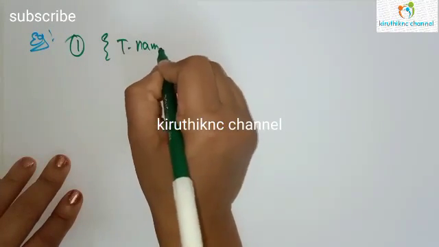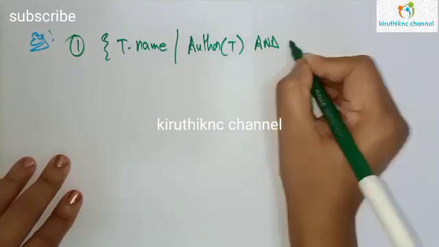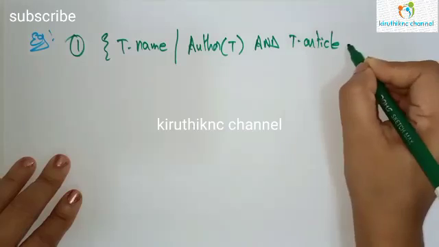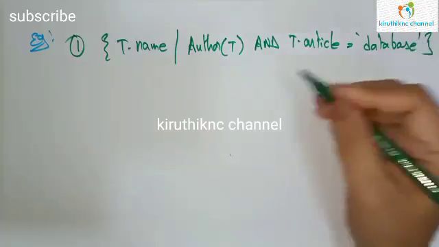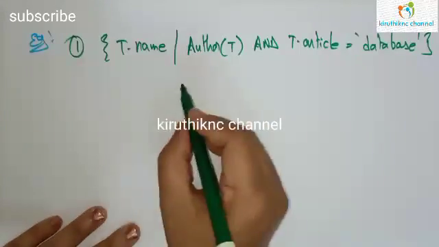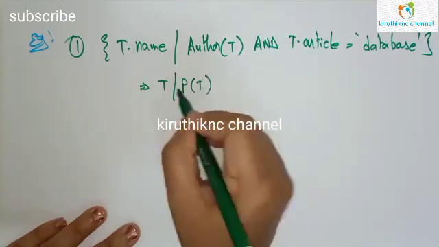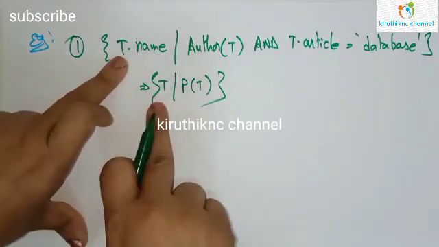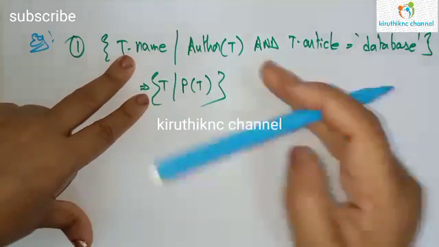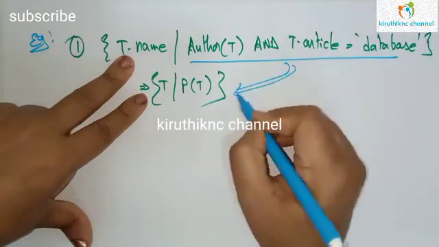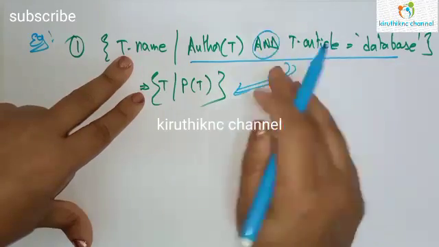{T.name | Author(T) AND T.article = 'database'}. So this is a tuple relational calculus. Why am I saying this is a tuple relational calculus? Because here it is in the form of {T | P(T)}, right? It's a notation where T.name is a particular row, a row is going to be displayed, and this completely is a condition. Here I use the logical condition. I didn't use the quantifiers here. Here I use the AND operation, a logical condition, right?